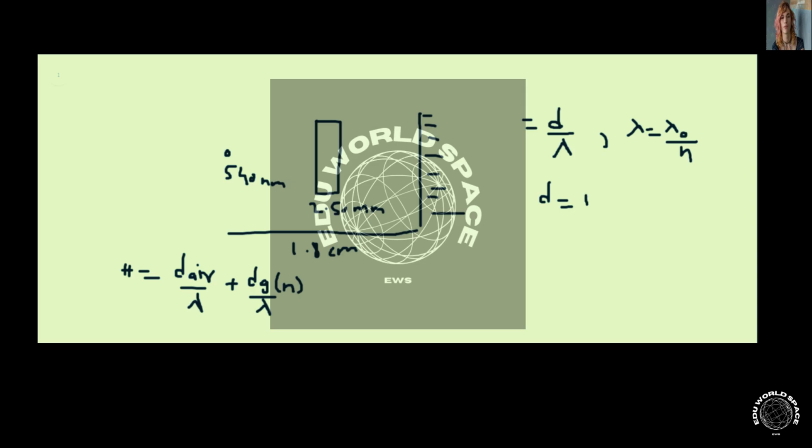So the total distance we have is 0.018 meter, minus the distance of the glass. The glass distance is 0.0025. If I subtract this, then the distance in air I get here is 0.0155 meter.